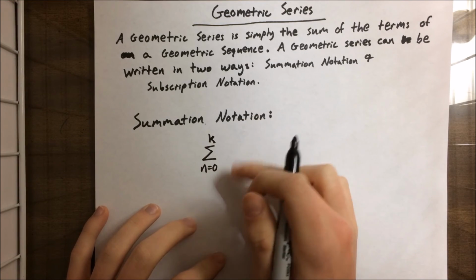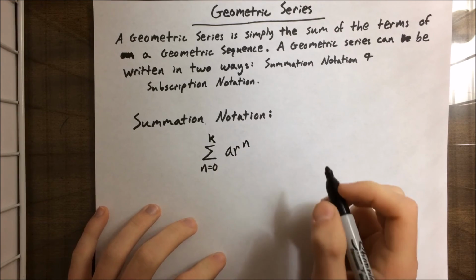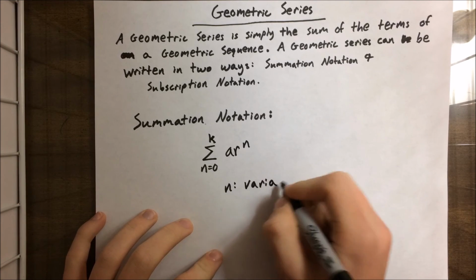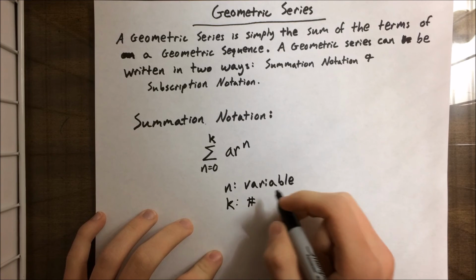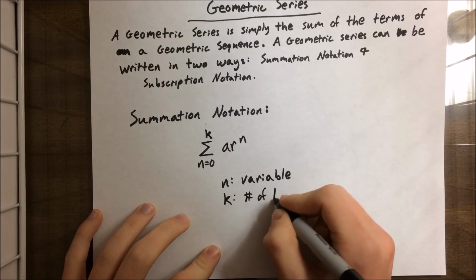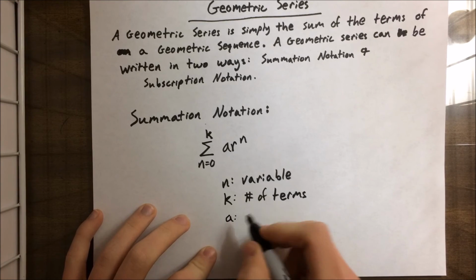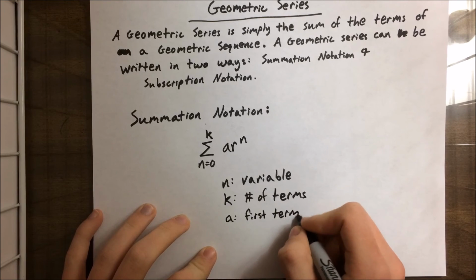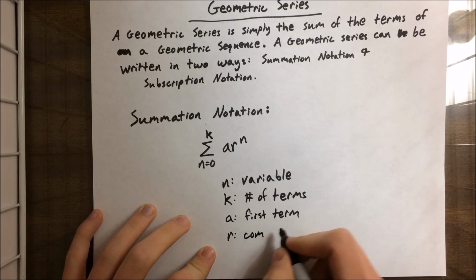So for now, n equals 0 to k of a r to the n, where n is the variable, k is the number of terms, a is the first term, and r is the common ratio.